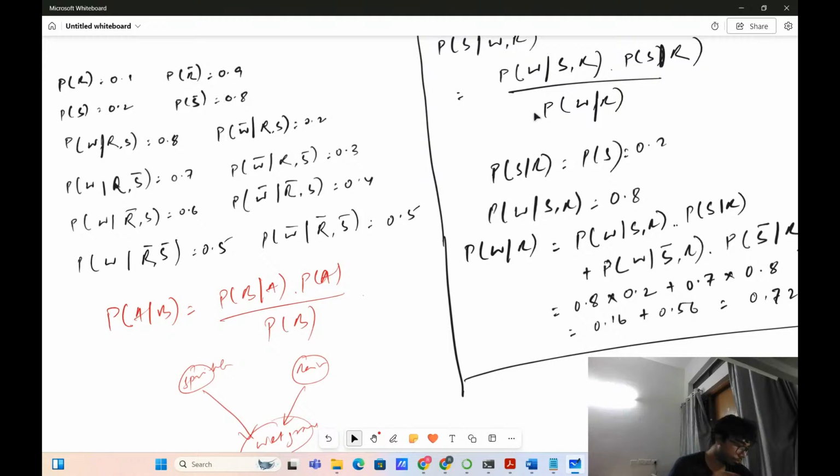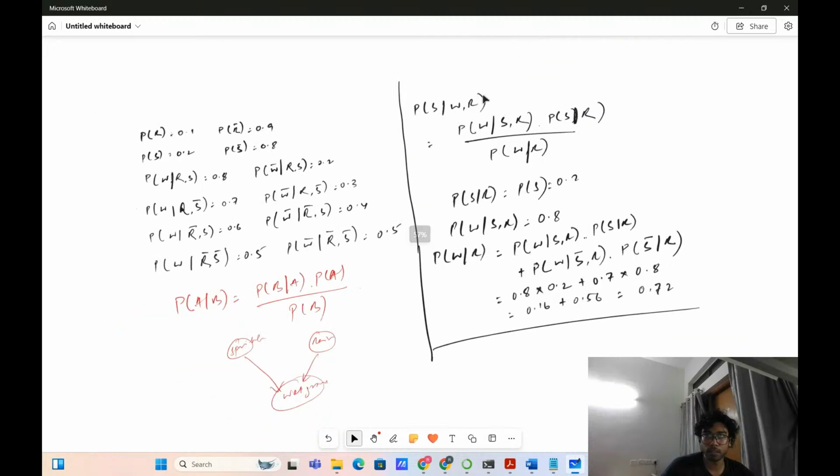So now we just put the values in the main formula over here. We get 0.8 times 0.2 divided by the probability of W given R, which is 0.72. That is 0.16 by 0.72. That is 2 by 9. That is 0.22. So that is the answer. Okay.